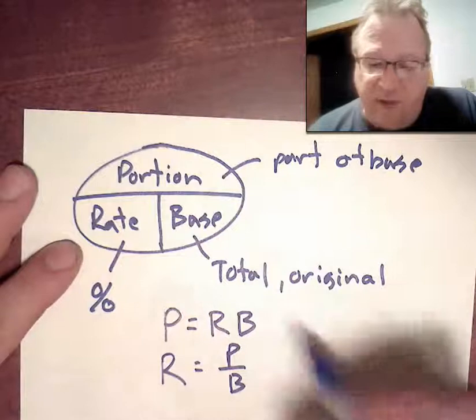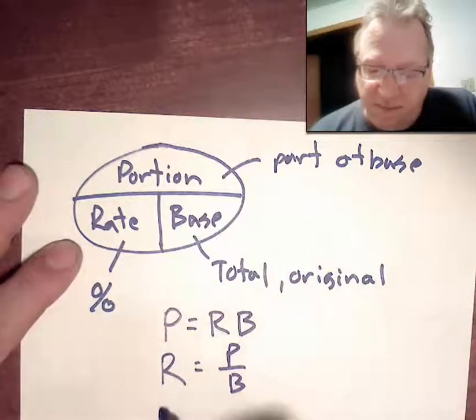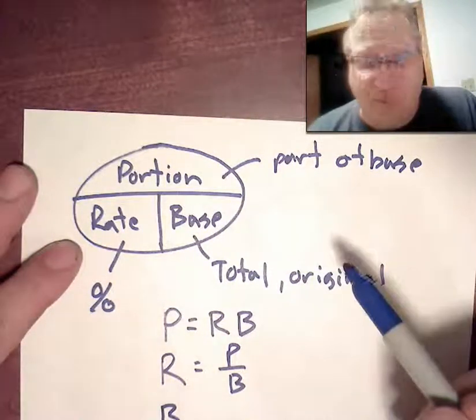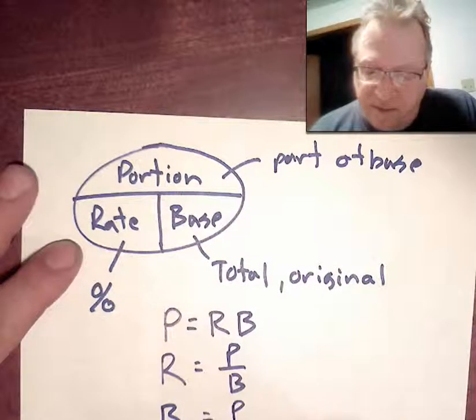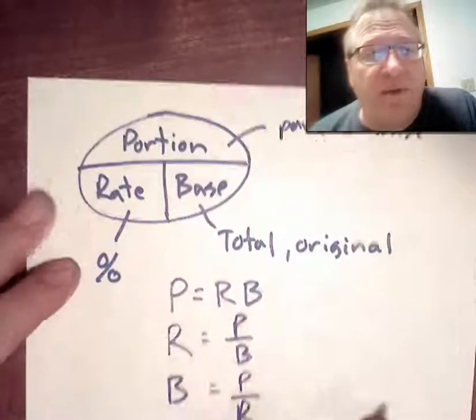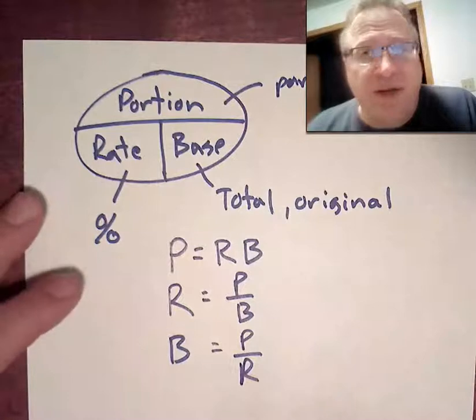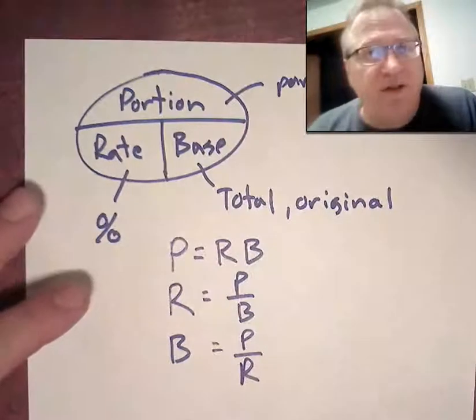Finally, what if you were given base? Well, that's equal to portion over rate. There you go. 3 simple equations. Draw this picture, and it just might help you.